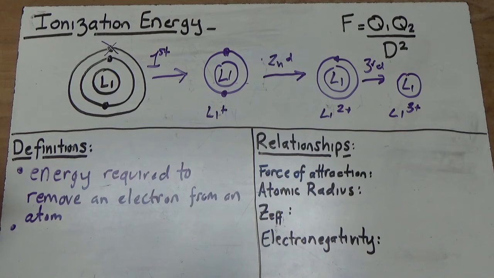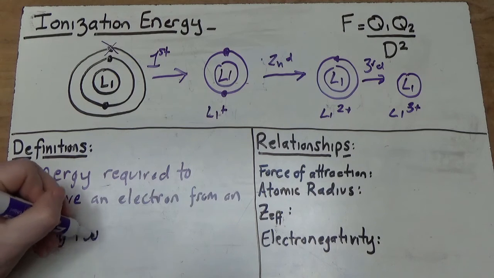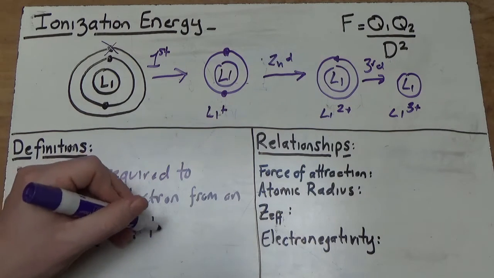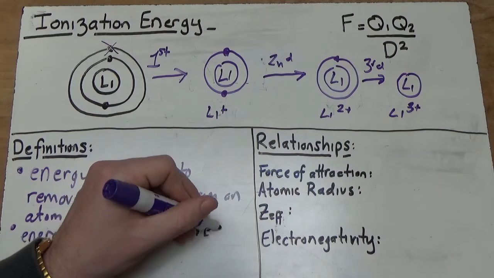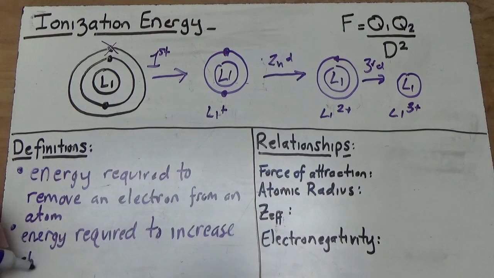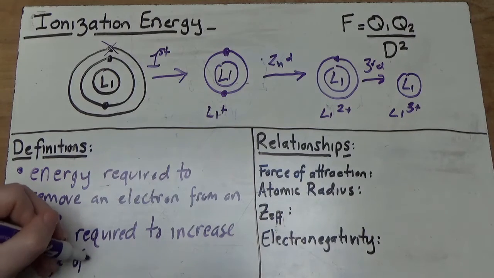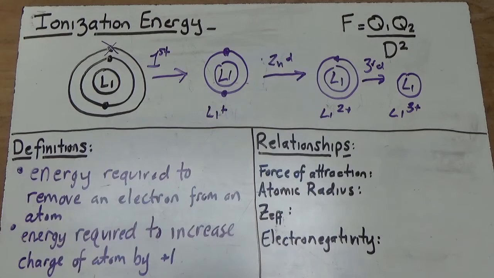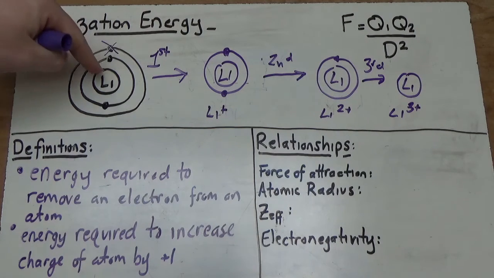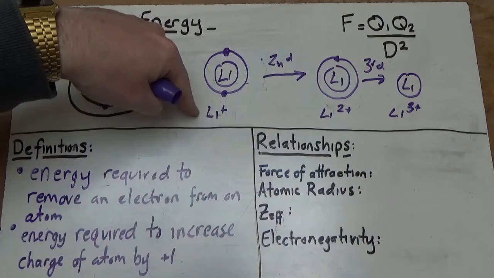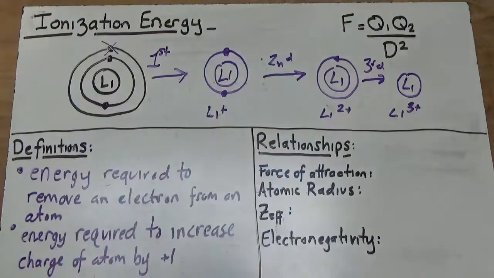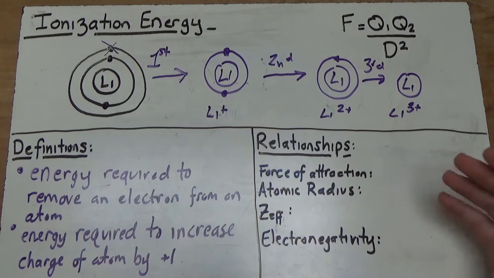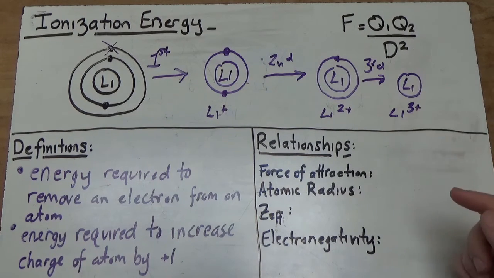Another way to think about the problem is that it is the energy required to increase the charge of an atom by +1. The amount of energy you need to go from lithium neutral to lithium plus to lithium 2+ to 3+. And ionization energy has several relationships. Let's think through them using Coulomb's Law.